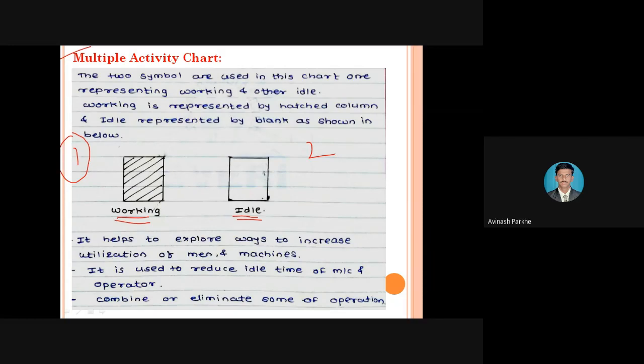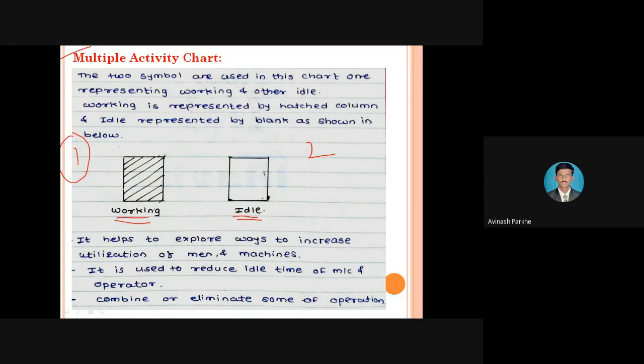Sometimes one machine is handled by one worker, no problem. But sometimes, as per the requirement, two or three machines are handled by a single worker. Therefore, how many machines that worker is handling, that data you will get from this multiple activity chart. In addition, in order to handle a single machine, how many operators are required? Because some heavy duty machines are handled by 2, 3, 4, 5 workers as per the requirement.